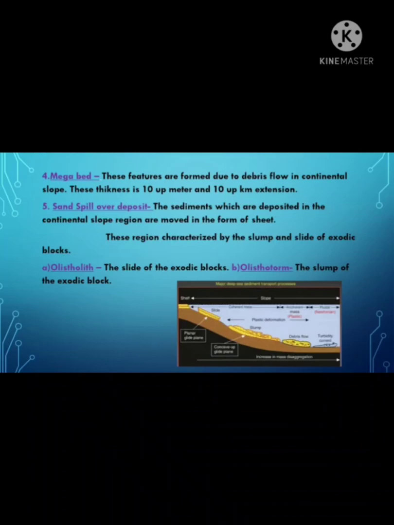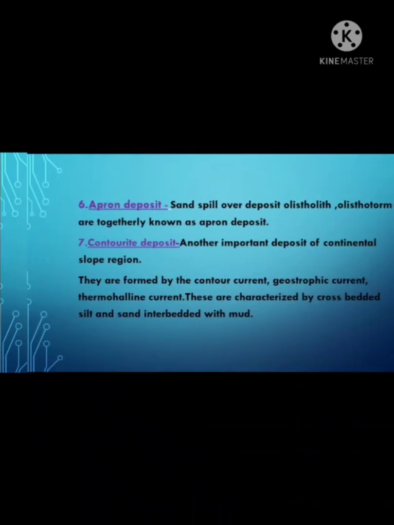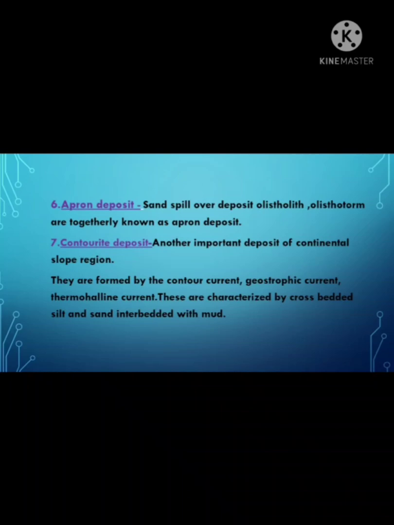The sediments which are deposited in the continental slope region are moved in the form of sheets. This region is characterized by the slump and slide of exotic blocks. These are two parts. Number 1, olistolith, the slide of the exotic block. Number 2, olistostrome, the slump of the exotic block. Now number 6 is apron deposit. Sand spillover deposit, olistolith and olistostrome are together known as apron deposit.